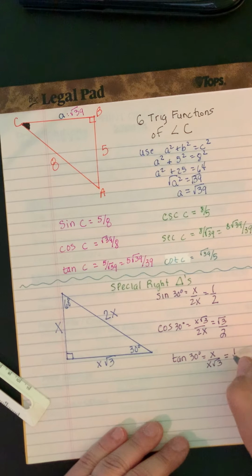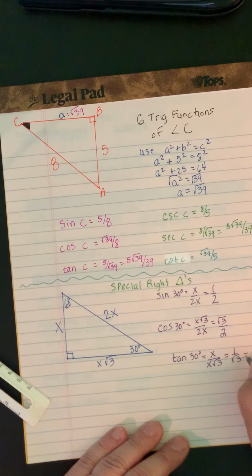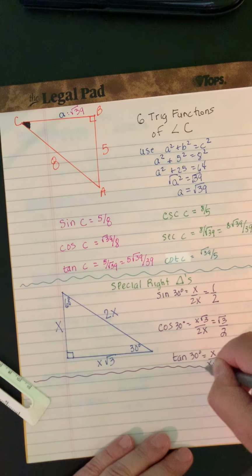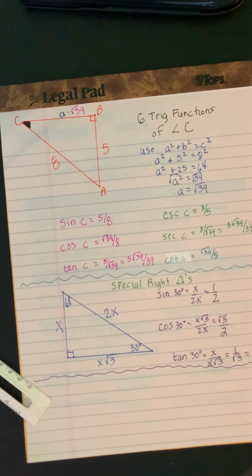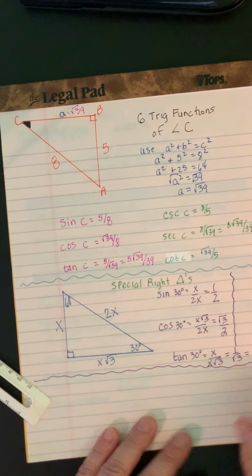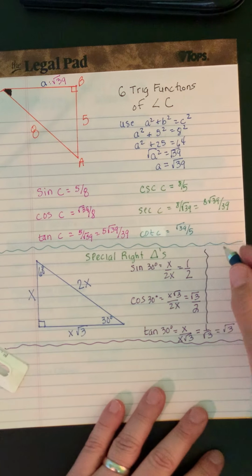The x's divide out, we get 1 over radical 3, which is radical 3. So I'm not going to do the reciprocal functions, okay? Because you can find those, but we need to squeeze in, my bad, I forgot.